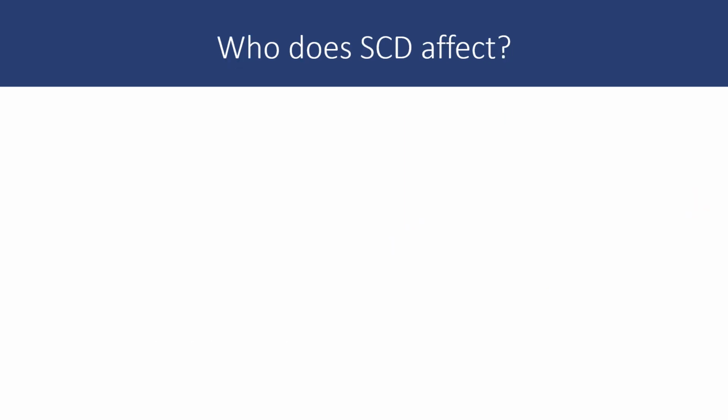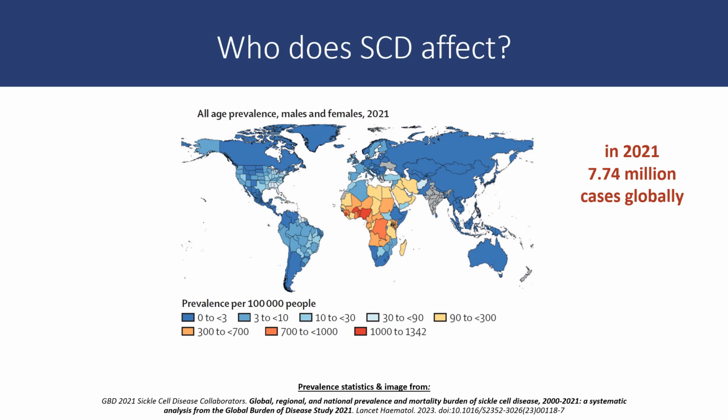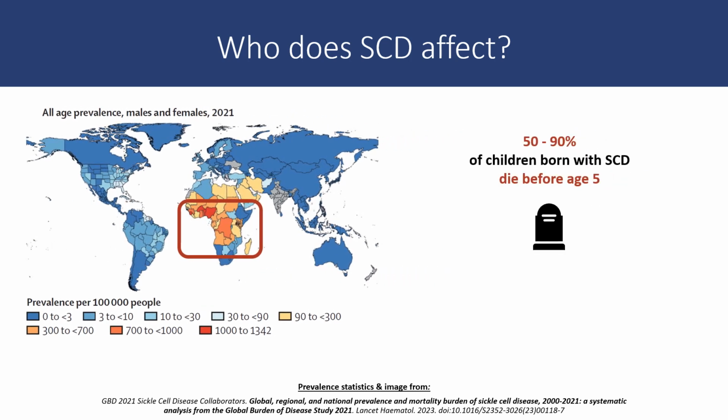So, who does this affect? According to the most recent estimates published this year from data between 2000 and 2021, in 2021, there were 7.74 million cases worldwide, but SCD is most prevalent in sub-Saharan Africa, where 79% of the people with SCD live in under-resourced, low and middle-income countries, as can be seen by the hotspot indicated here. What is staggering to think of is that in sub-Saharan Africa, 50 to 90% of children born with SCD actually die before age 5, and of the survivors, up to 90% die before reaching 18.